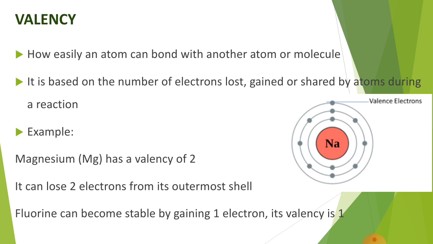Another example, fluorine. Fluorine is a halogen. It belongs to group 7 as we have studied in the previous lesson. So it has 7 electrons in the outermost shell. To achieve stability, it requires one more electron. That's why it will gain one electron and its valency will be 1.